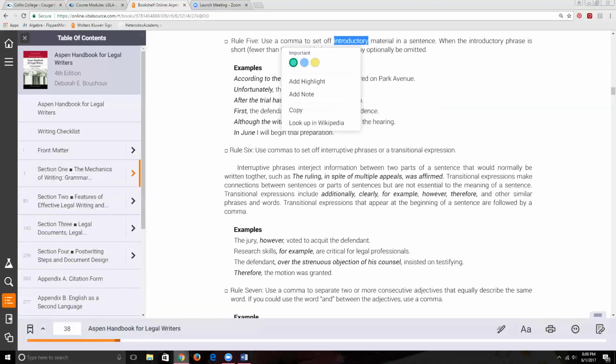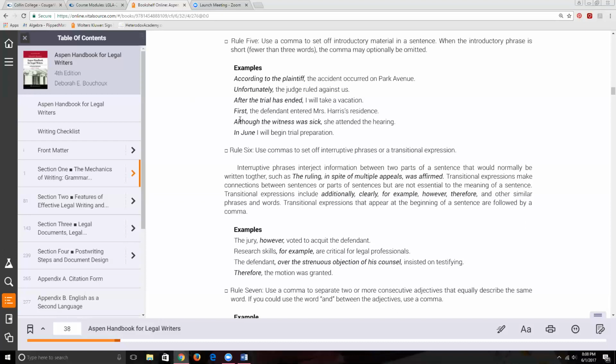So let's go back and look at the rule again. Use an introductory comma to set off introductory material in a sentence. When the introductory material is short, meaning fewer than 3 words, the comma may optionally be omitted. Again, we're going to err on the side of including commas even when they're optional. So obviously fewer than 3 words means 1 or 2 words, right? Not too hard to figure out.